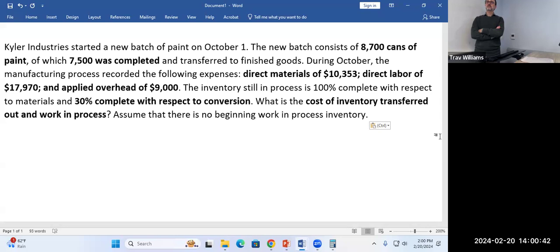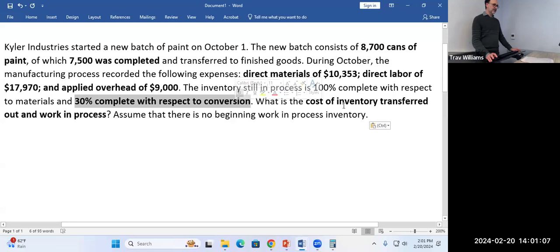Just adding your direct labor and your overhead gives you your conversion costs, okay? And what we don't know is how much of those costs apply to what's completed and how much applies to what's still in process, right? That's the tricky part. Okay, and then the conversion is 30% complete. What is the cost of the inventory that's been transferred out and the work in process?